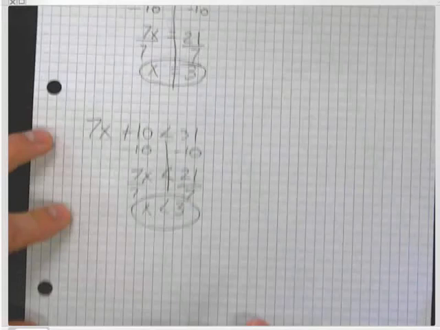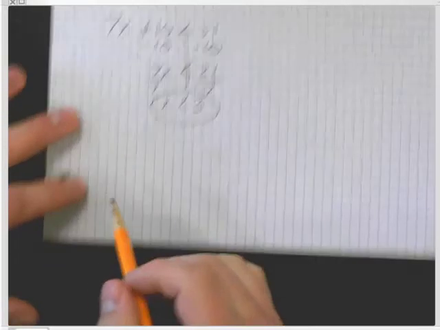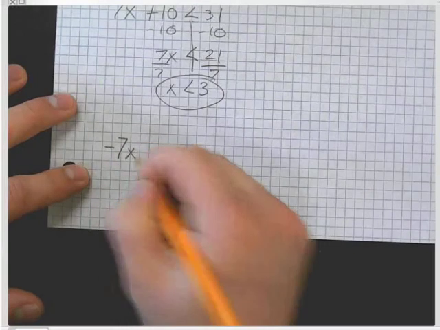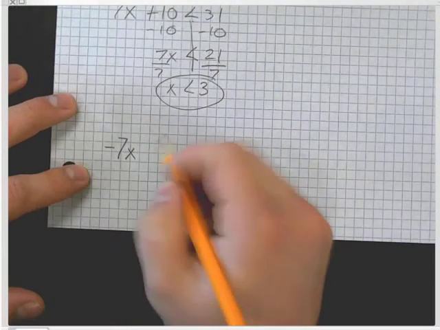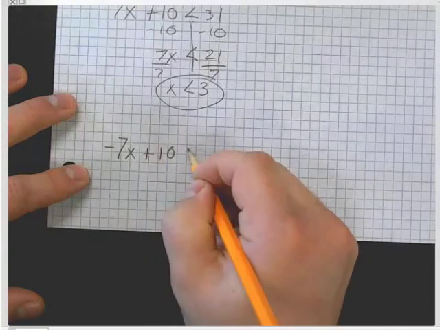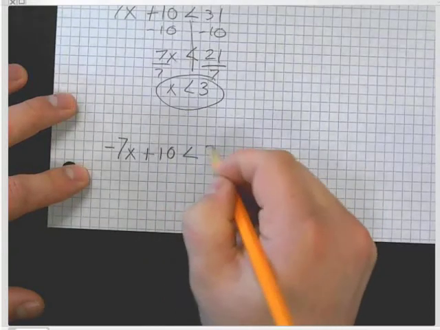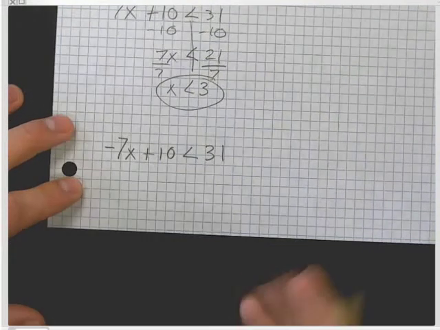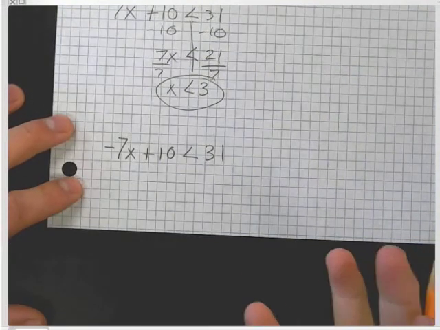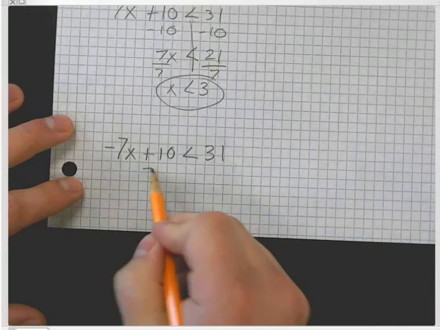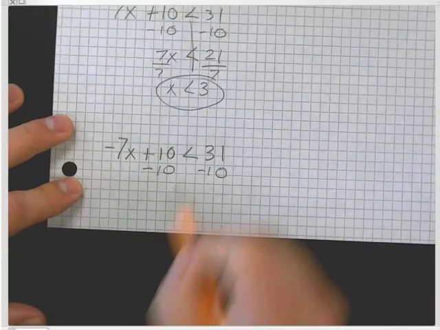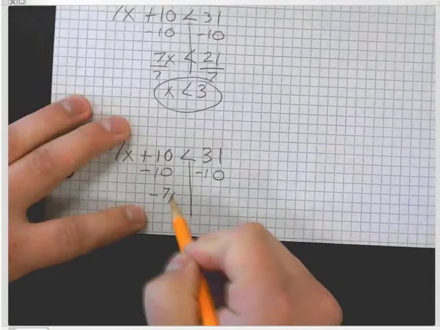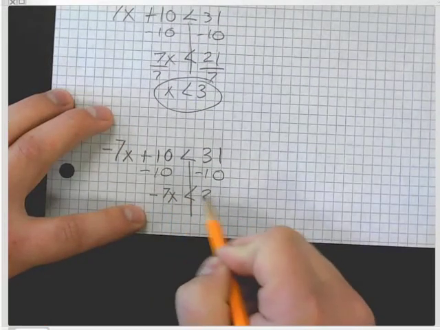Alright, now look, if you're having your party and let's say you have a negative 7x, your family is negative 7 here, plus 10 is less than 31. Alright? Now, you start off the same way. You still have to get rid of your friends out of the party first. Party's over, it's been fun. See you guys, come back soon. Alright, so I have negative 7x is less than 21.